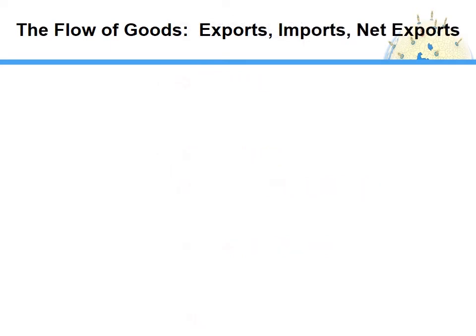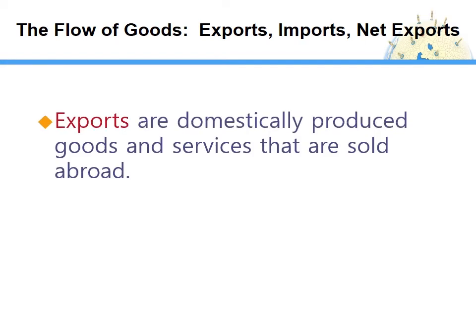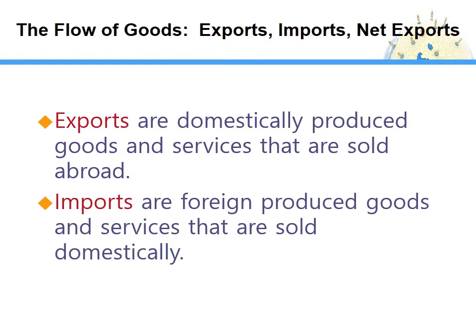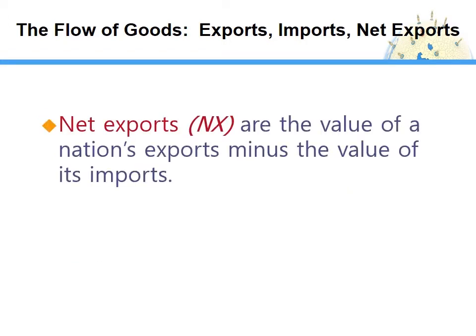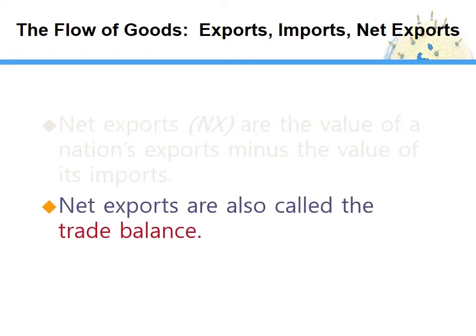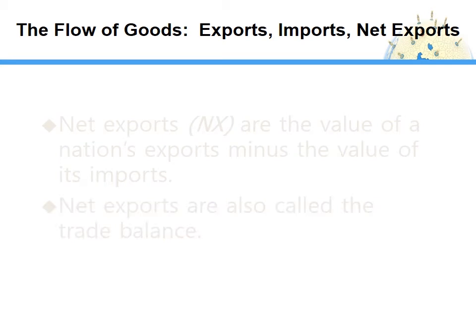Okay, so I'm going to explain about the flow of goods. The first one is export. Exports are domestically produced goods and services that are sold abroad. And then imports are foreign produced goods and services that are sold domestically. Net exports, or NX, are the value of a nation's exports minus the value of its imports. Net exports are also called trade balance.